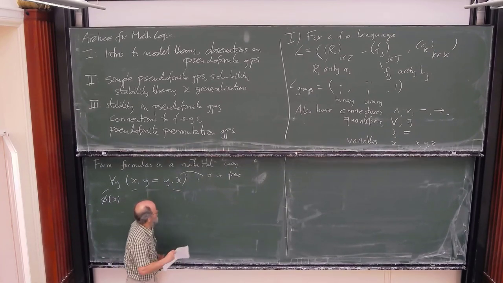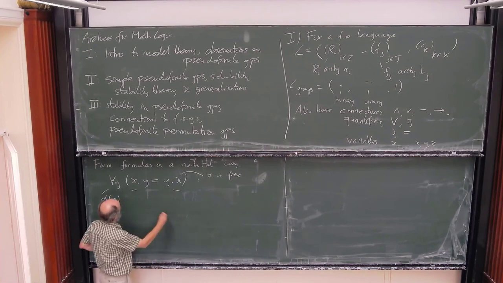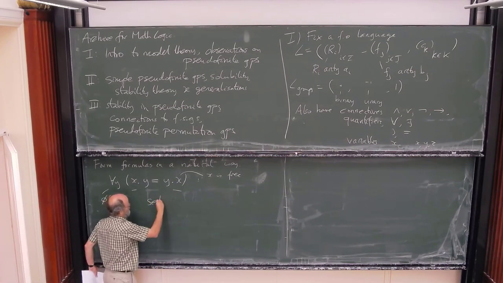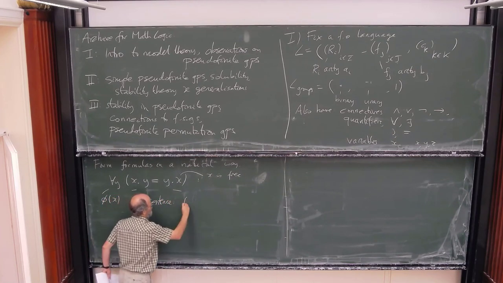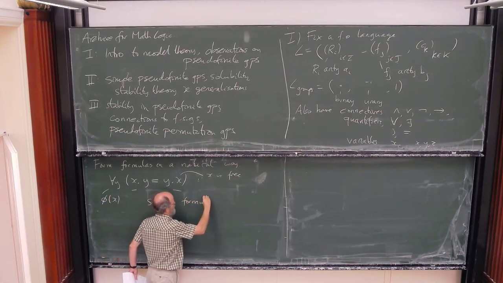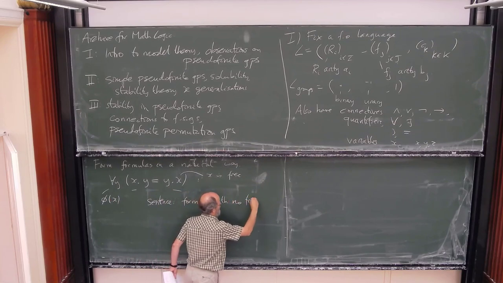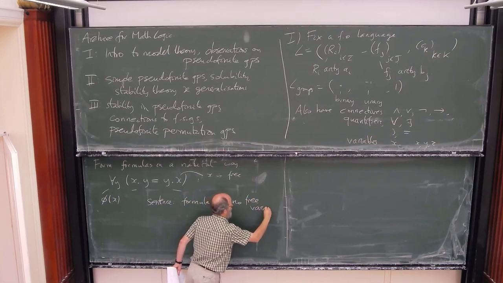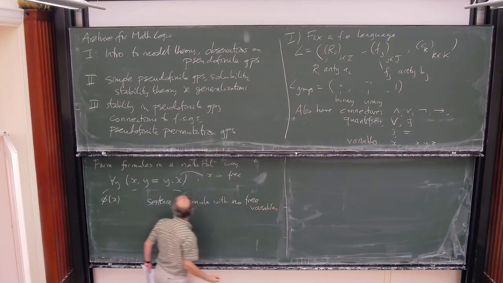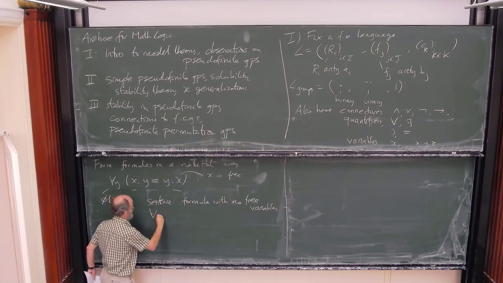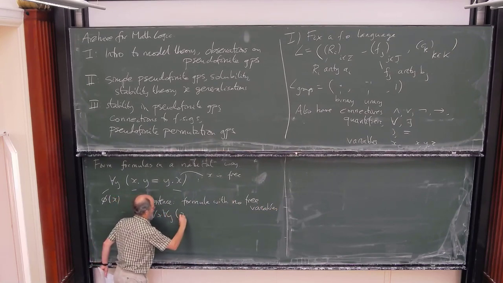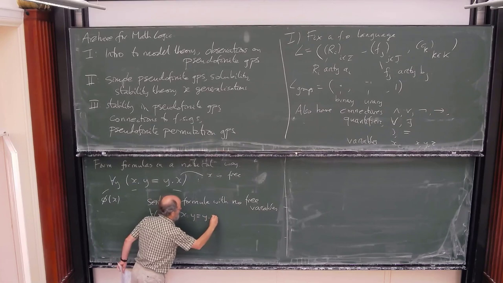Okay, so that's a formula, and then a sentence is just a formula with no free variables. So, for example, if I'd written down for all x, for all y, x times y equals y times x, that would be a sentence.